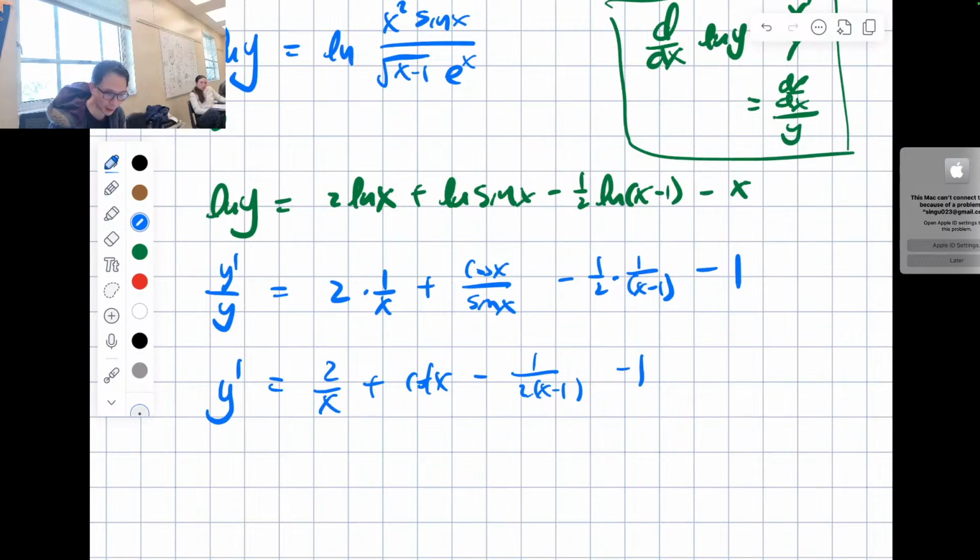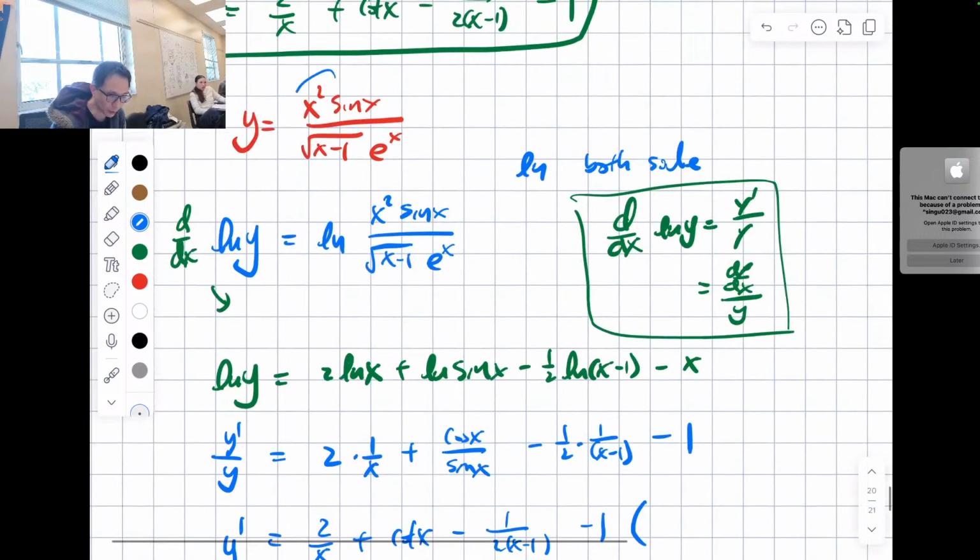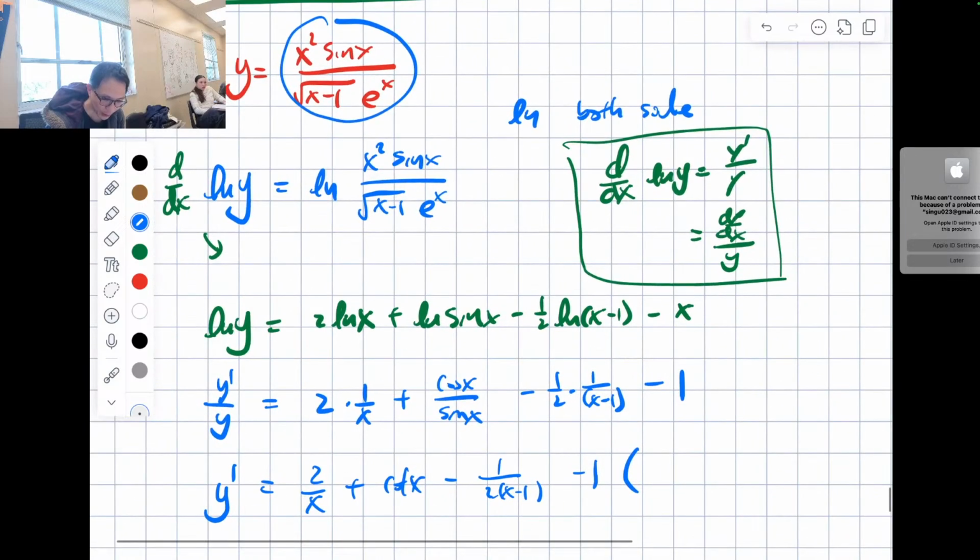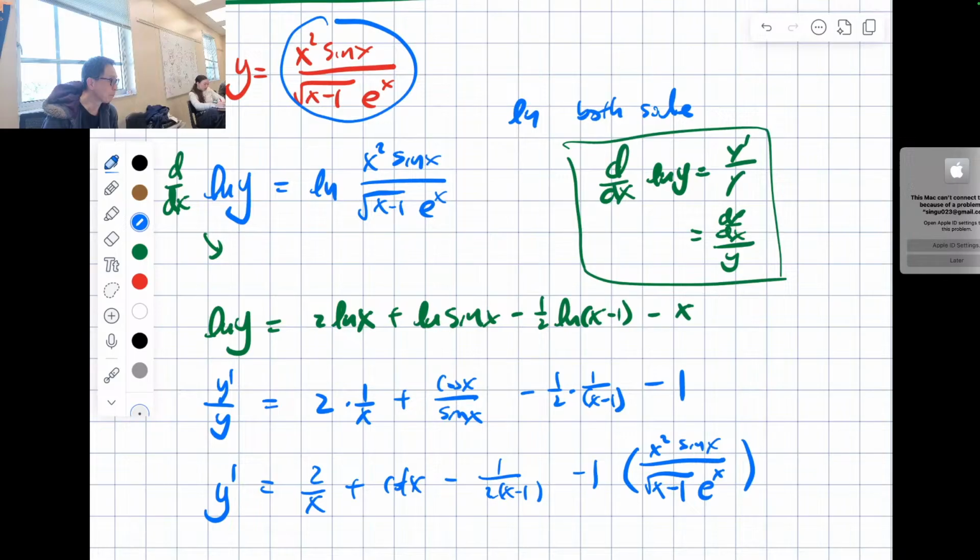You tell me what's the mistake. Well, I'm going to multiply by y. What is y? If you look at the question, y is equal to this, right? So it's going to be x squared sine of x all over square root of x minus 1 e to the x. Now, I'm going to say this is wrong. Why is this wrong? You need a parenthesis on everything. Good. And if you don't have that parenthesis, technically it's wrong, because you multiply the whole thing, not just the one.